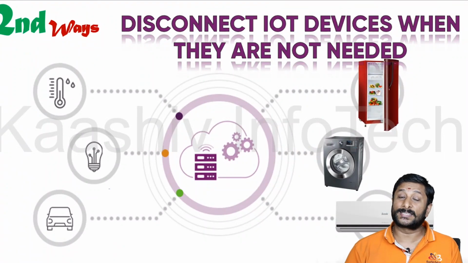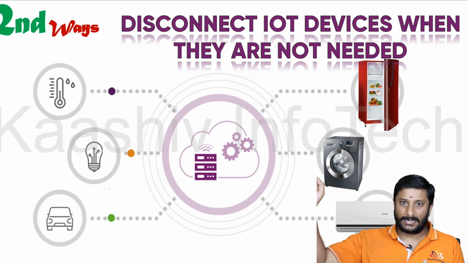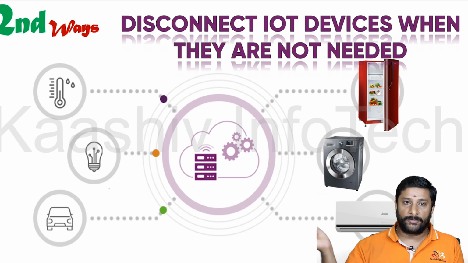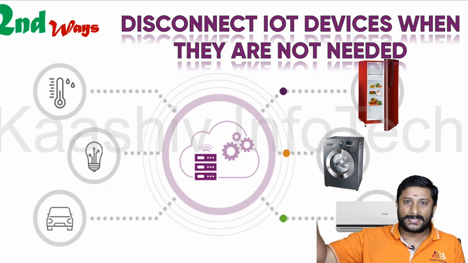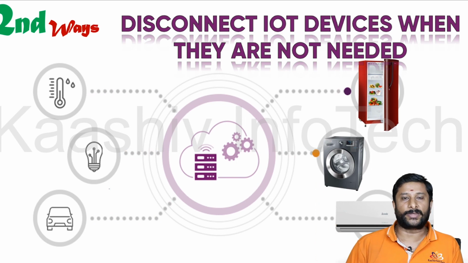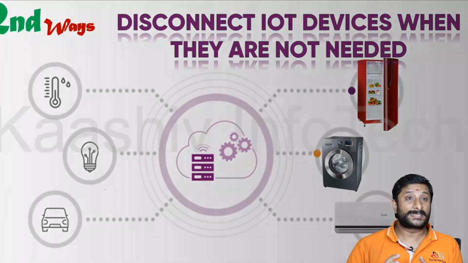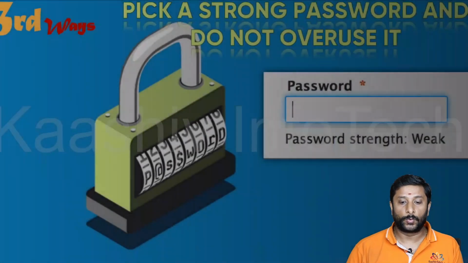Disconnect the IoT devices when they are not needed. So once my AC is connected, everything is running. So tonight, like I'm leaving home, so don't connect the device, don't maintain the connectivity. Disconnect it wherever you want and when you want. That is the second way of preventing IoT hacking.